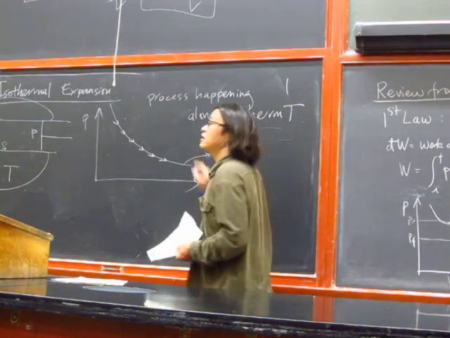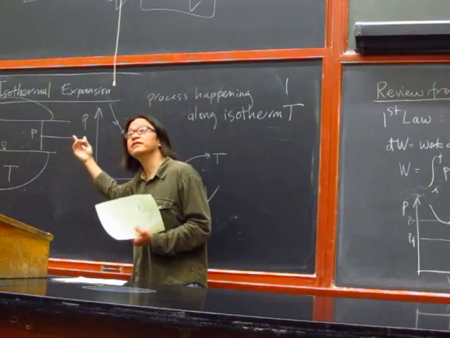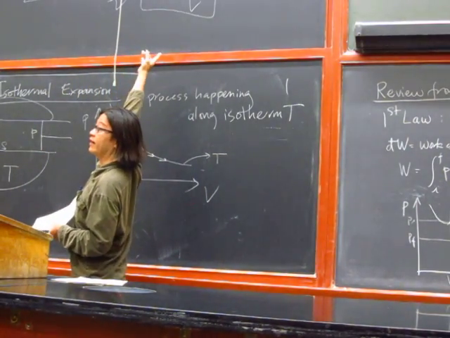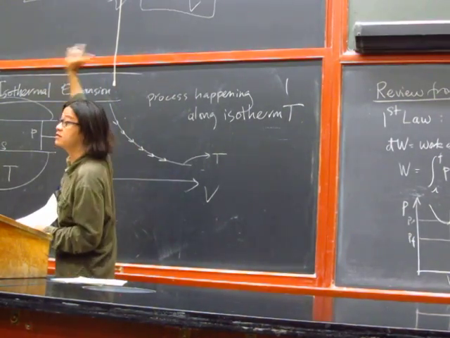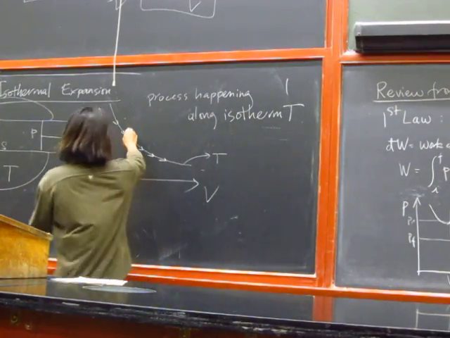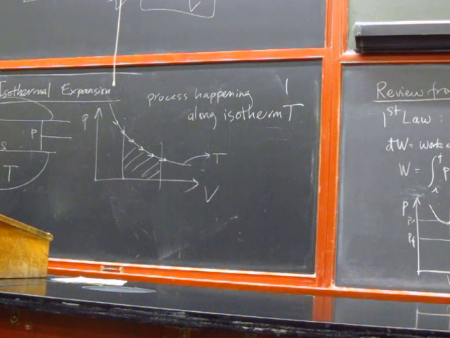Right. It's only true for isothermal expansion. It's not true for any other thing. But for an ideal gas, that's always true. The isotherm is given by that, right? So I'm drawing one of our curves, and that's just the isotherm. And the work done is, of course, the area underneath that curve.